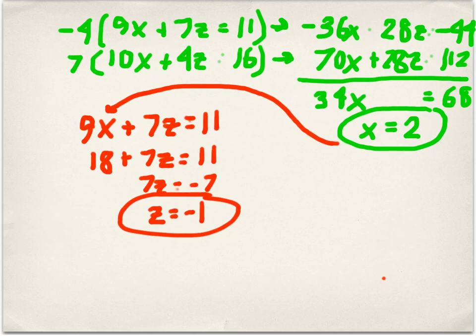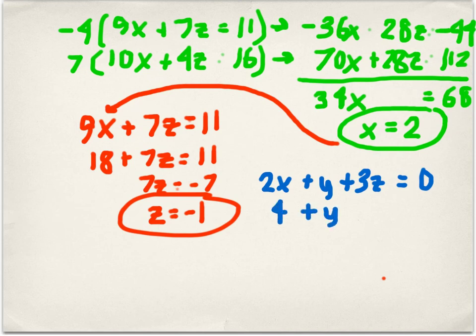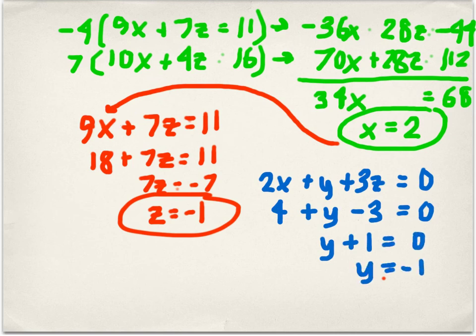Ta-da! And then, last but not least, now that I know what my x and my z are, I can go back to any of my other equations. I think I'm going to go back to this one, 2x plus y. Hopefully you can see these on your paper. I can't see my other slide here. Equaling 0. I put in 2 for x and negative 1 for z. So I'm going to get 4 plus y minus 3 equals 0. That's going to add up to y plus 1 equals 0. So y will be negative 1.